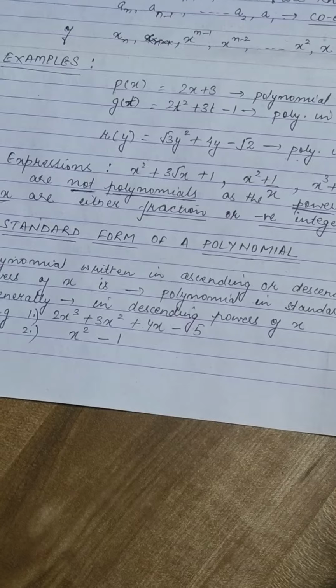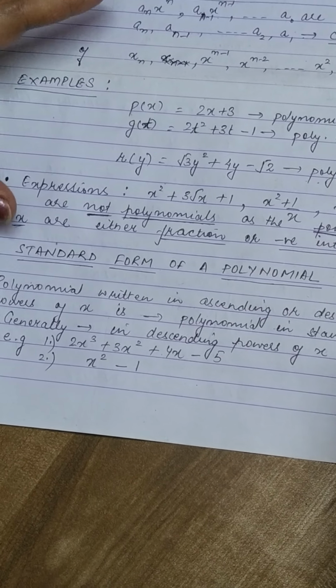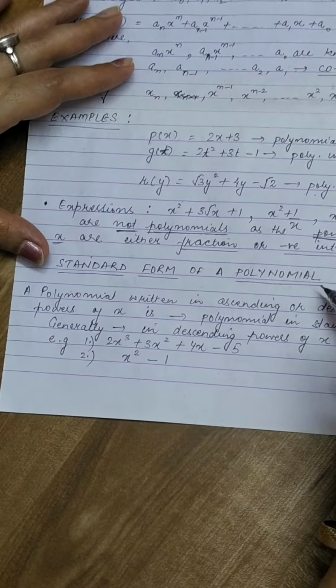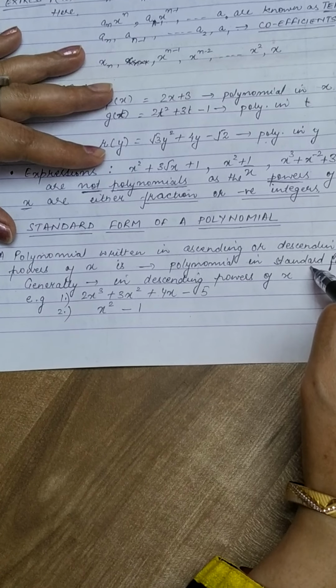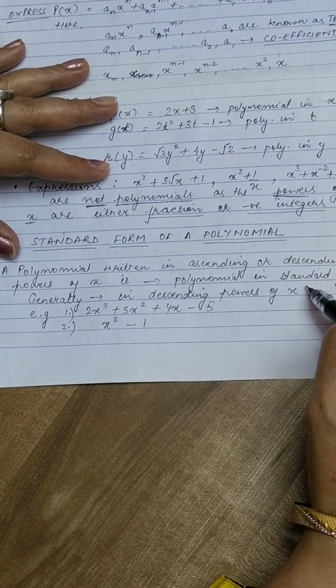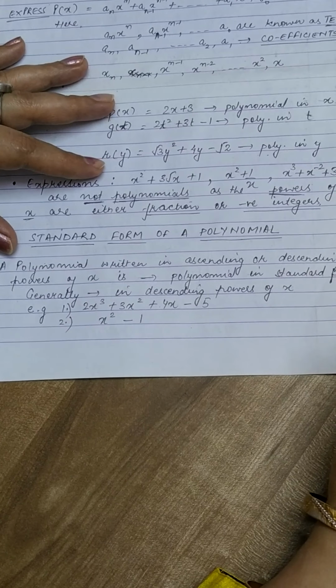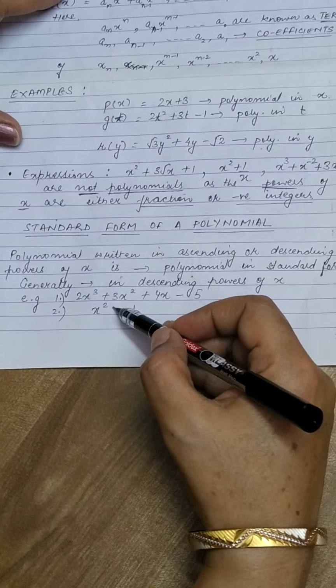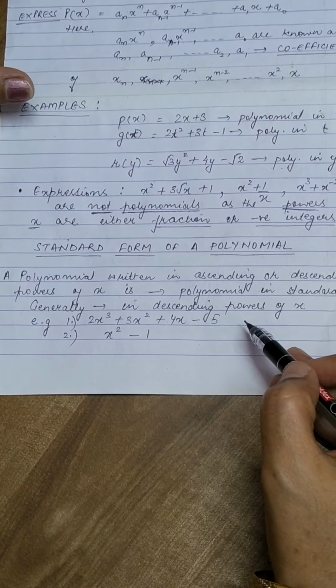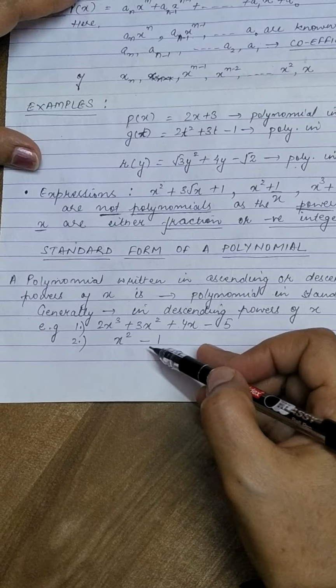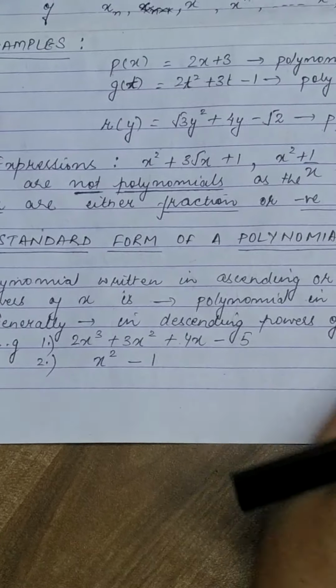Okay, now the next one is the standard form of a polynomial. What is the standard form of a polynomial? Just keep in mind, students, that a polynomial is written either in the ascending or in the descending power of the variable x. We generally write in the descending order. For example, 2x cube plus 3x square plus 4x minus 5. It's a cubic polynomial that we will study later. x square minus 1 is again a polynomial.